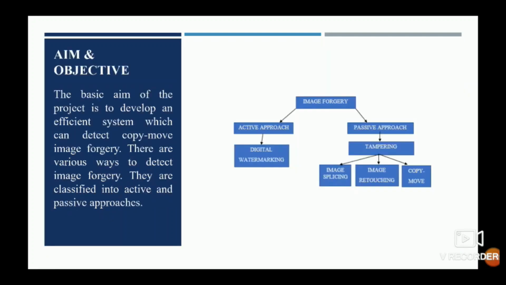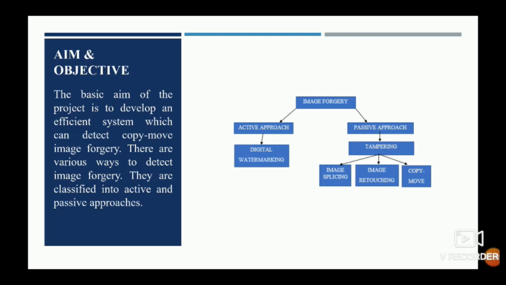Our basic aim lies in developing an efficient system. Now there are two ways, as you can see. One is an active approach, which is simply digital watermarking, where we can easily detect by seeing the watermark whether the image is forged or not. Another one is a passive approach, which is quite tough, and it deals with tampering, which is of three types: image splicing, image retouching and copy move.